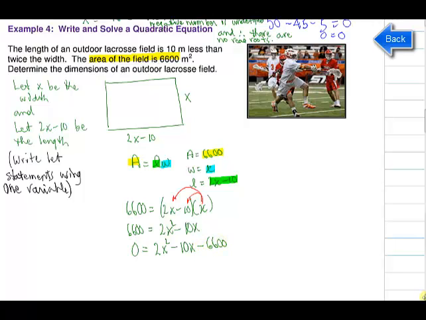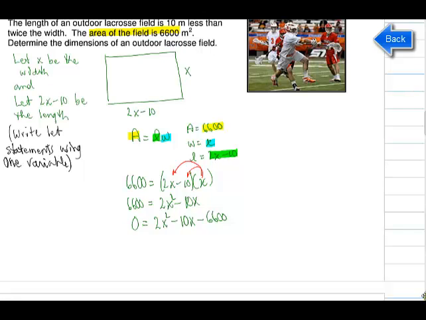So do I have a GCF? Yes, I do. I have a GCF, which is 2. So I'm going to factor it out. Okay. And that's because I can use factoring to solve, right? So I get x squared minus 5x minus 3,300. And you can factor this.